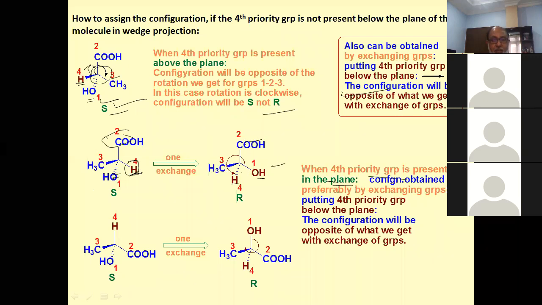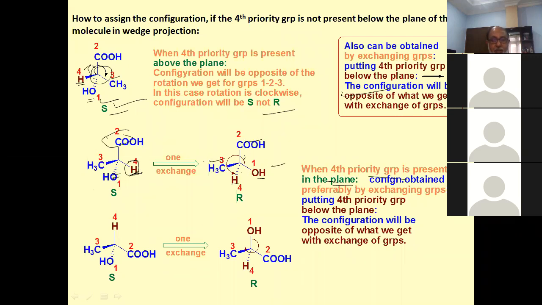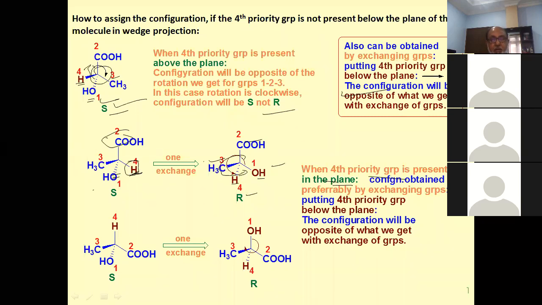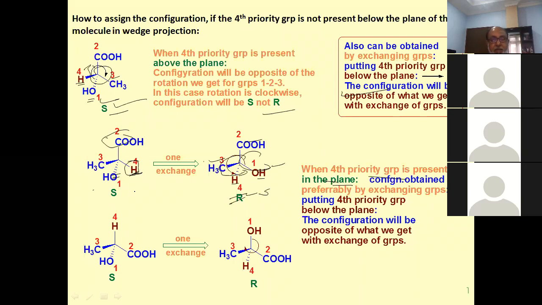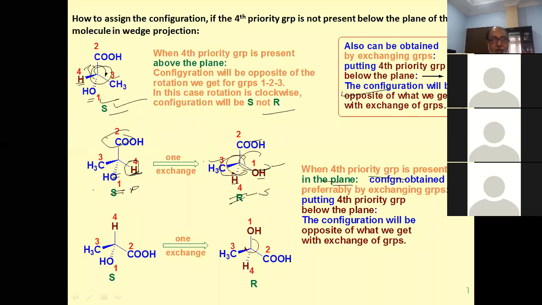1, 2, 3 is anti-clockwise, no? So this is S. So this should be R.